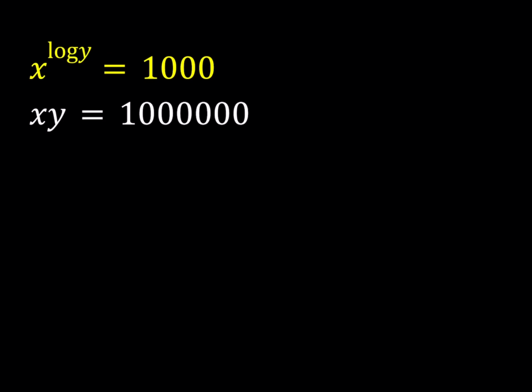Hello everyone, in this video we're going to be solving a logarithmic exponential system. So we have x to the power log y is equal to 1000 and x times y is equal to 1 million. In this case I'm using log with base 10. So log y means log y with base 10. Okay, so it's the decimal system that we're using here. And it makes sense because we have powers of 10 on the right hand side, which is kind of nice.